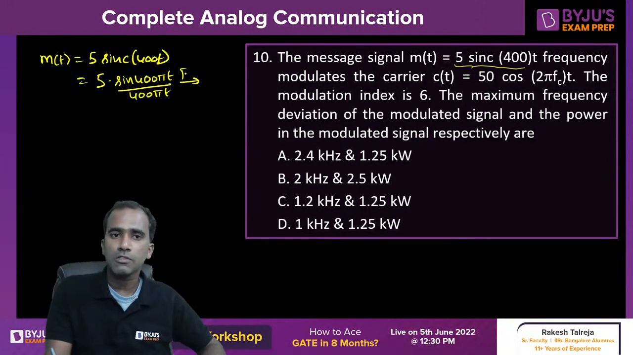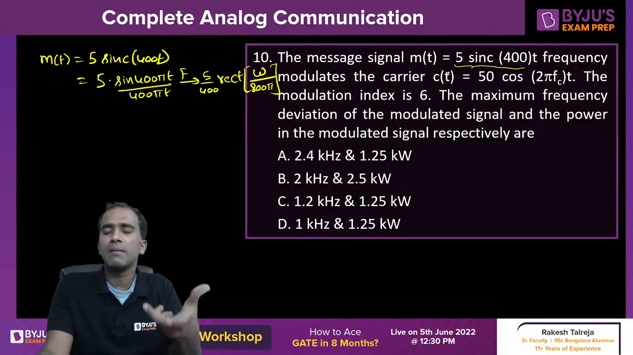So what is the Fourier transform for this? 5 by 400 you put aside. The remaining part is in the format of sin(at)/(pi t), that is sin(400 pi t) divided by pi t. So in place of a we have 400 pi. It is a rectangle of omega divided by 2a, where 2a is 800 pi. I'm writing the Fourier transform of the given message because it might be important for me.